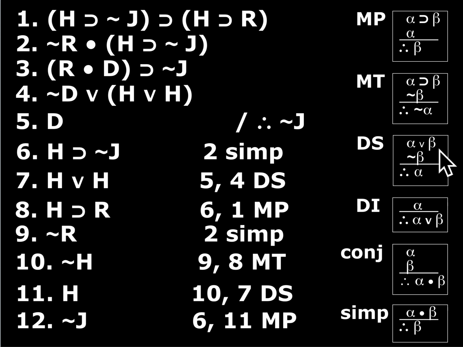So alpha and beta are different variables, but they don't have to correspond to different statements. And they're not. Here it happens to be the same statement. This is one place where the verbal expression of the rule is a little more clear, because when I describe the rule verbally, I say, if you have a disjunction and you have the negation of one of the disjuncts, you can derive the other disjunct.